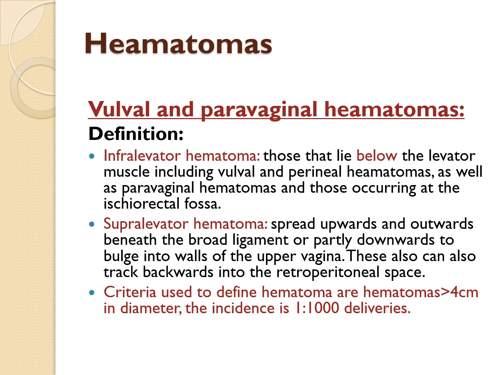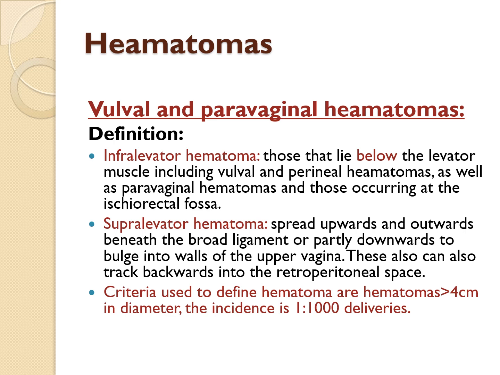The last subject in this lecture is hematomas, vulval and paravaginal hematomas. By definition, we have infralevator hematoma and supralevator hematoma with regard to levator ani muscle. The infralevator hematomas are those that lie below the levator muscle, including the vulval and perineal hematomas, as well as paravaginal hematomas and those occurring at the ischiorectal fossa.